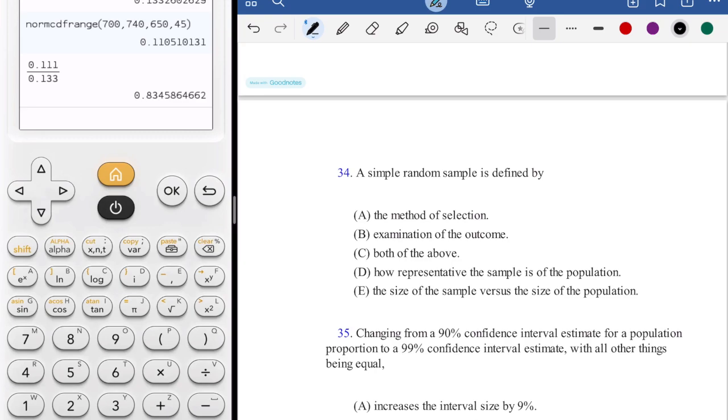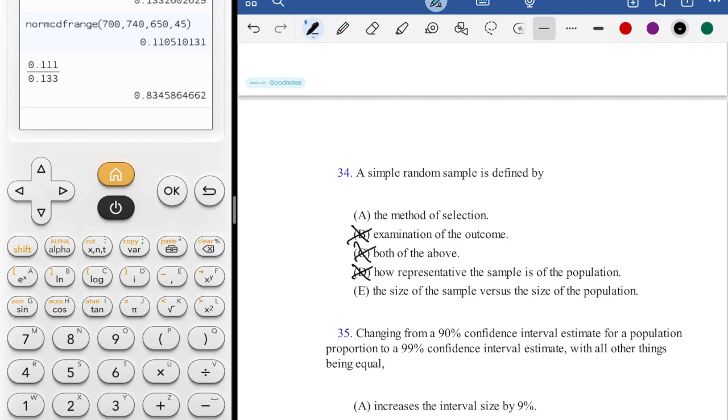34, a simple random sample is defined by, we got a method of selection, we got examination of the outcome. No sampling technique involves examining the outcome. So definitely not both of the above. How representative the sample is of the population, that's actually the opposite of what a simple random sample does. It's completely unbiased, so it doesn't care if the characteristics of the entire population are represented. It's just going to take the first n number of people out of a hat and make them part of the sample. So that wouldn't work. The size of the sample versus the size of the population. No. Right?